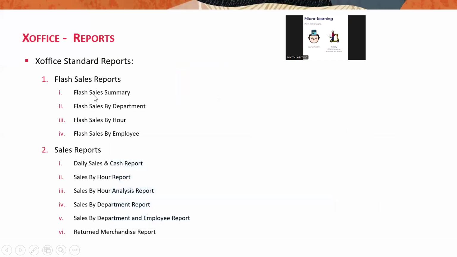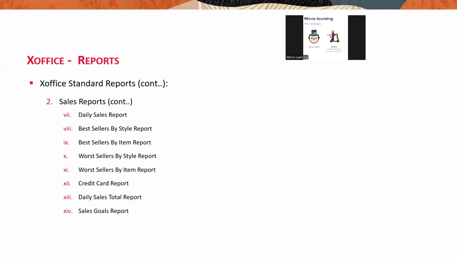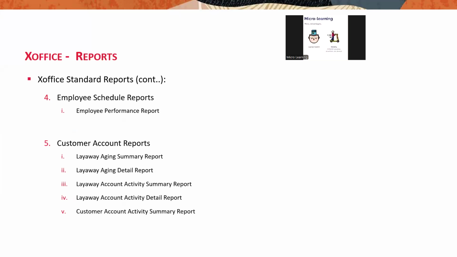So flash sales report, flash sales summary, flash sales by department, flash sales by hour, flash sales by employee, sales report, daily sales and cash report, sales by hour report, sales by hour analysis report, sales by department reports, and all the things you can see inside this one only. So different reports are available inside that one only.